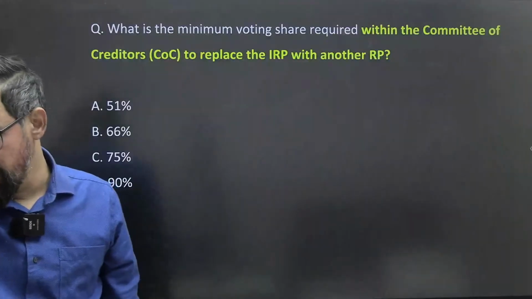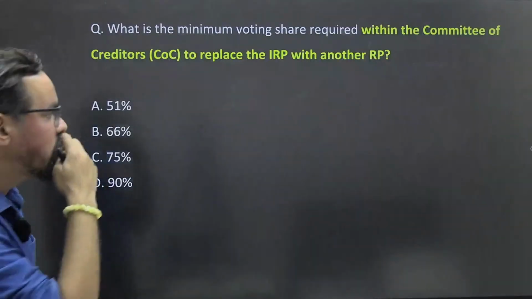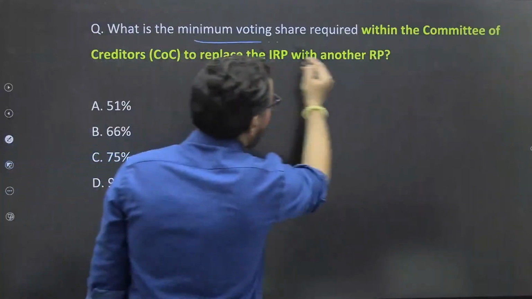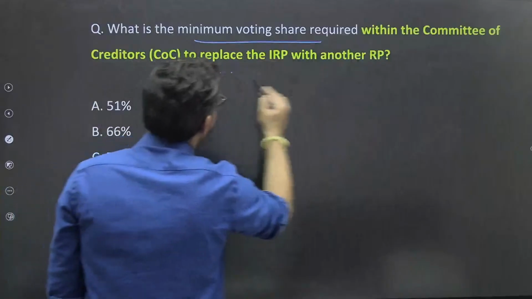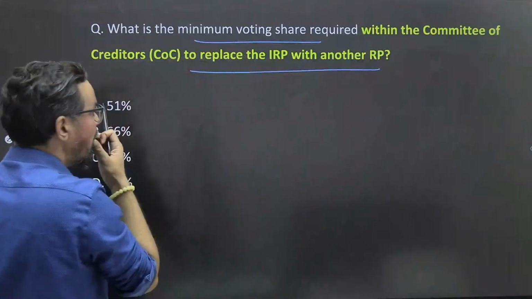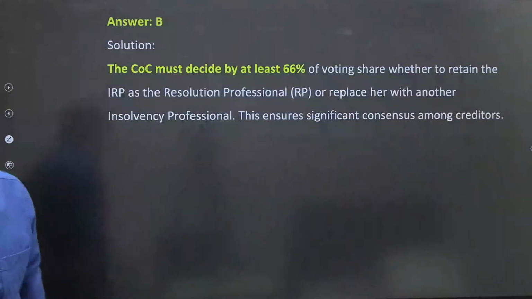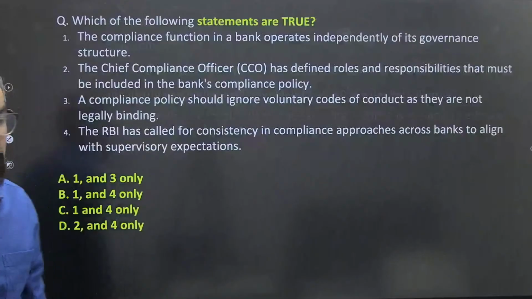Tell me, what will be the correct answer, guys? What will be your correct answer? What is the minimum voting share required within a COC to replace the IRP with another IRP? How much is it? 66%. So B is the right answer. Yes, very good. Next one.